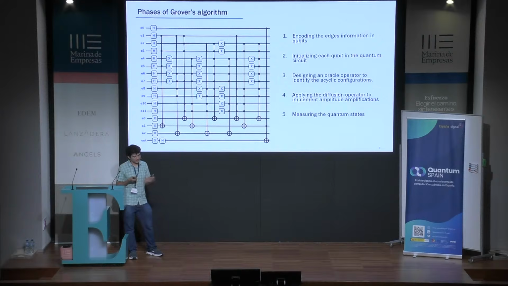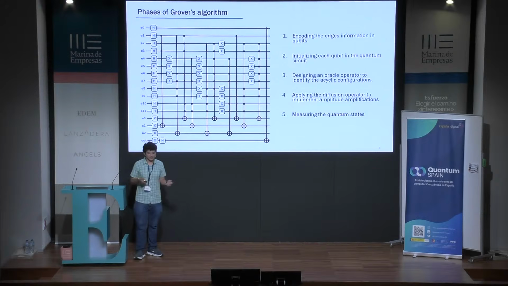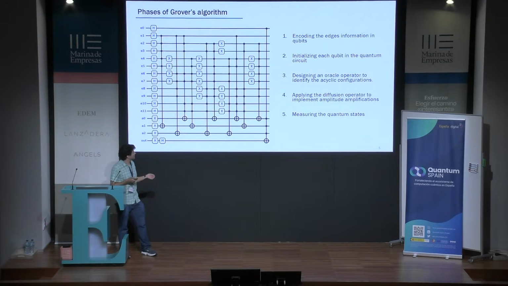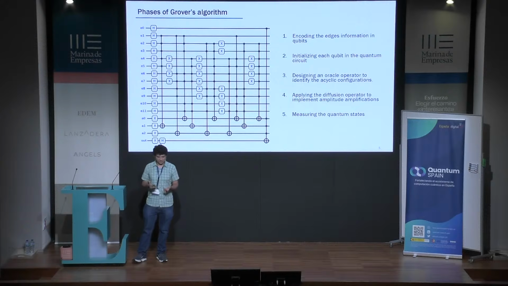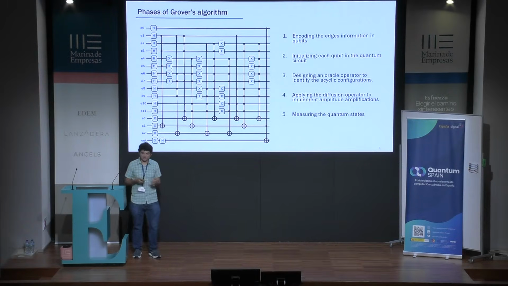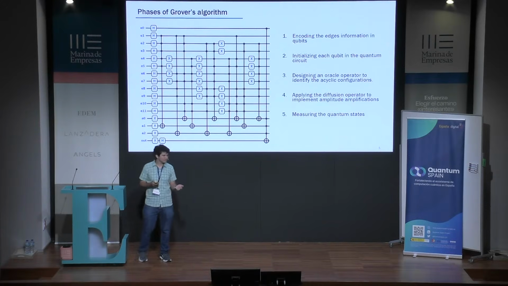So this is done in 5 stages. The first one is to encode the edge information in qubits. Then we need to initialize each qubit in a homogeneous state. That's done by the Hadamard. Then we need an oracle that represents all the cyclic and acyclic configurations. Then we need to apply the amplitude amplification using the Grover diffuser and measure the quantum states.